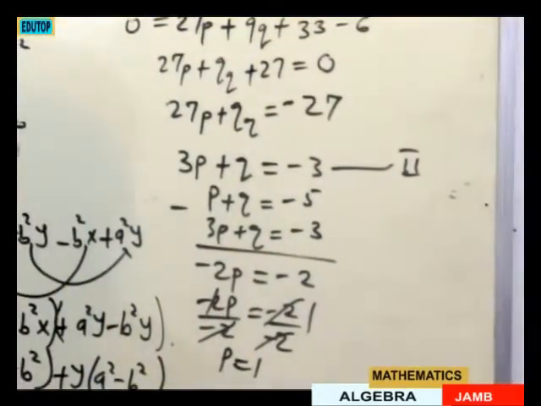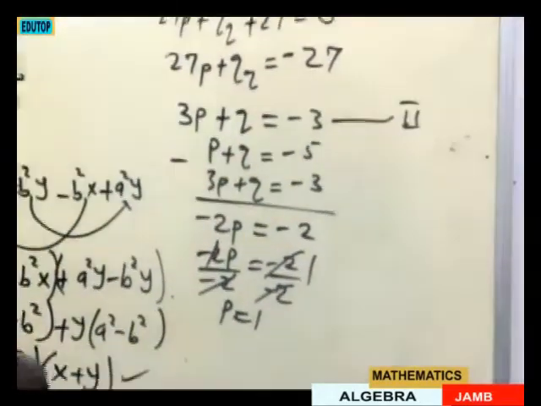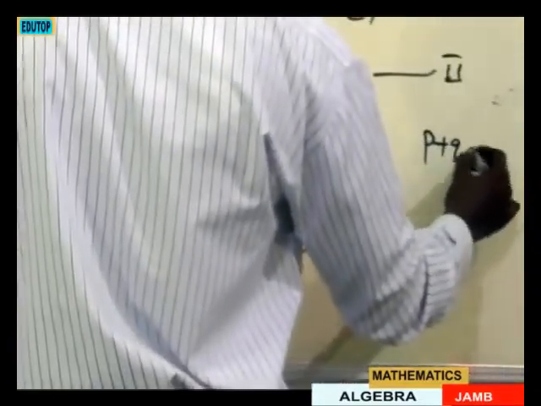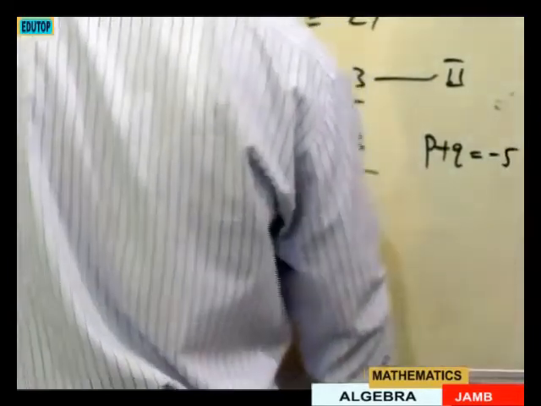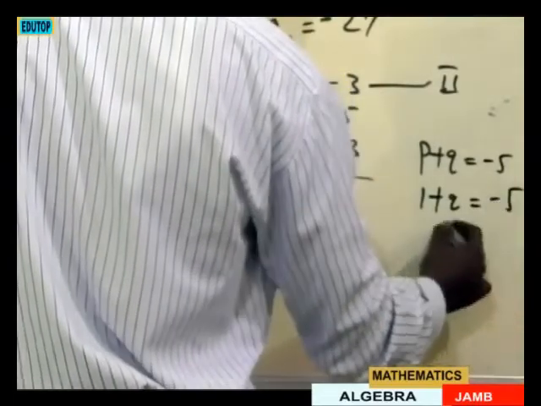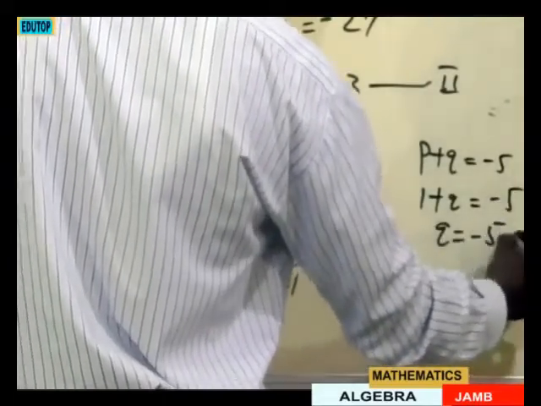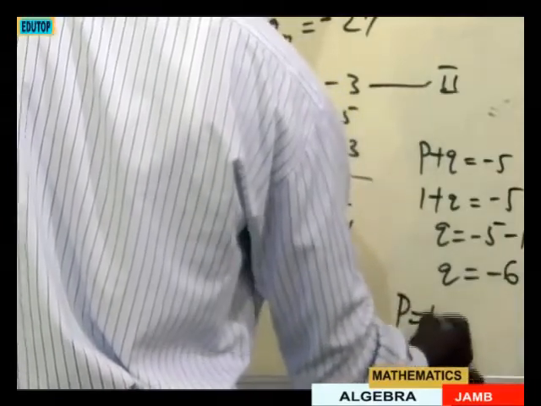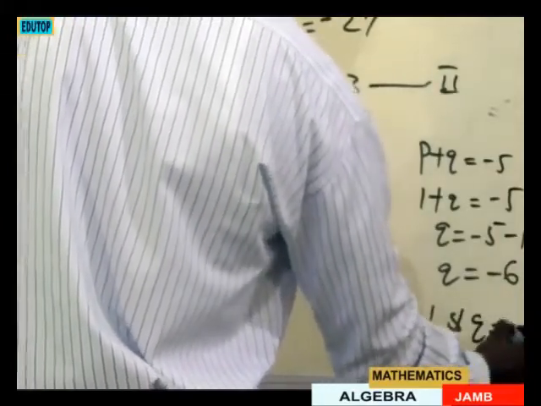Then if my p equals 1, then I can always use equation 1 to get my q. From equation 1, I know that p plus q equals minus 5. And when my p is now 1, 1 plus q equals minus 5. Then my q will now be minus 5 minus 1. Then my q equals what? Minus 6. That means my p is 1 and my q is minus 6.